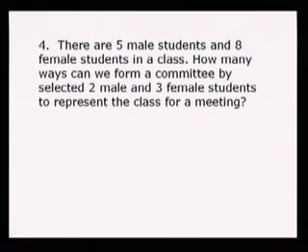Still 5 males and 8 females. How many ways can you form a committee so that there are 2 male and 3 female students? This one combines the counting principle and another formula. If you know the combination formula, in fact, you can solve this. Care to try it? I'll give you 30 seconds. See if you can figure out how this can be done.